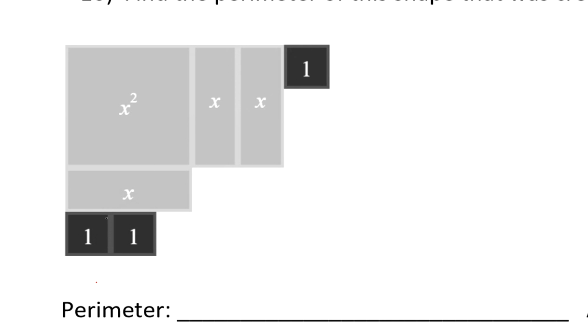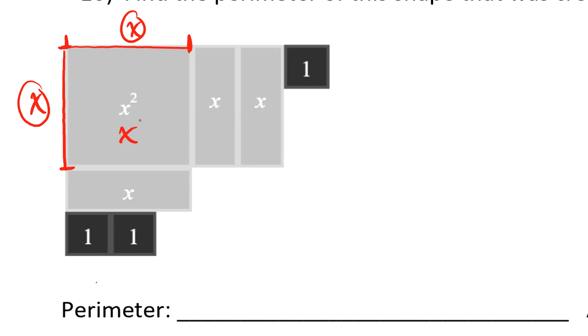So I'm going to color code this. If I look at this length from here to here, it is x units long. And if I go from here to here, this is also x units long. The area of a square, if I multiply this x times this x, is where the x squared comes from, right? x times x is x squared. So I've got two of these dimensions already: there's an x and an x.